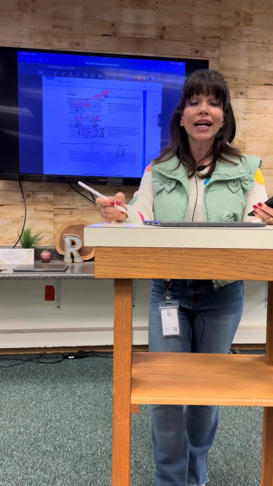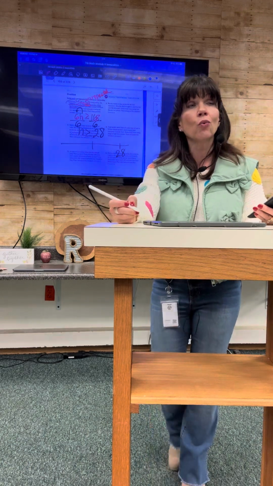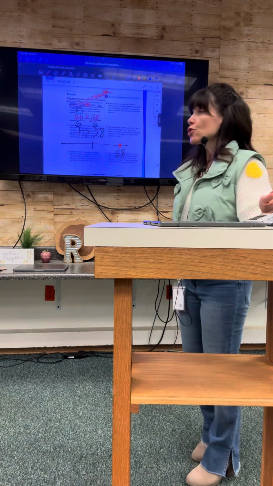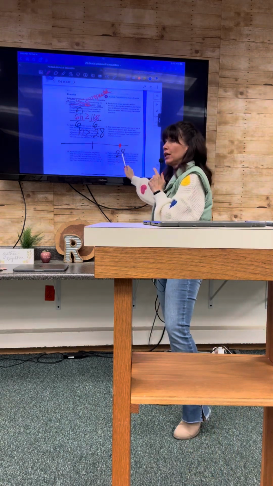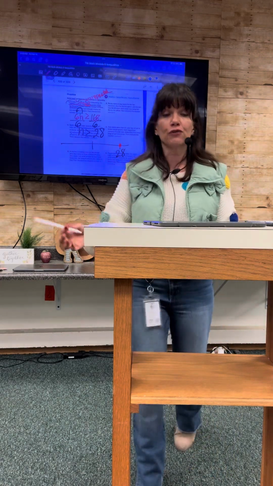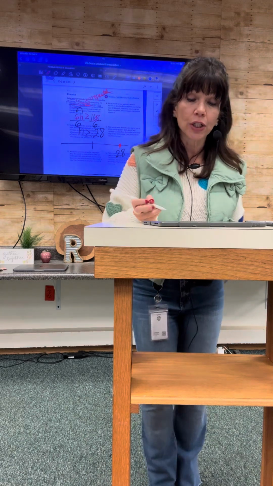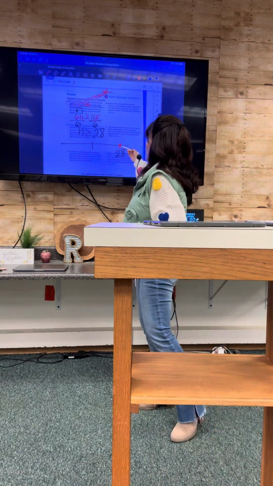If I had 0 here and I had 28 here, would I use a closed point or an open point? Closed. I would use a closed point. And how did you know I would use a closed point? Because it includes the equal part. So we want it to potentially include the amount of 28. Can it also include amounts that go this way?